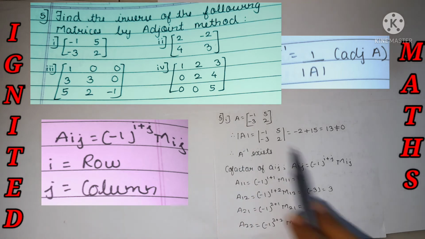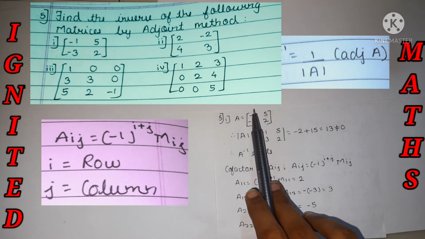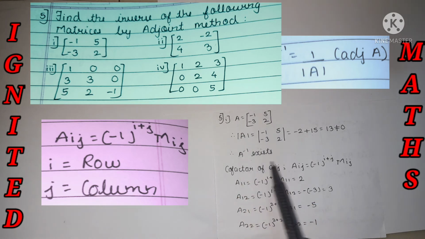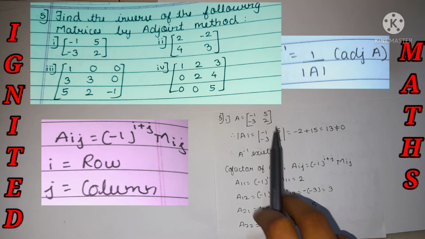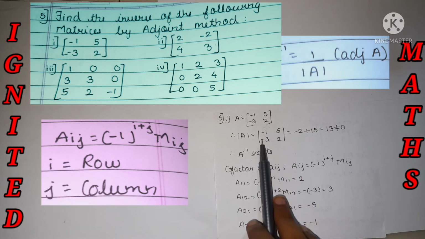So I took the first sub question over here. The A matrix is given. We need to find the inverse by the adjoint method. First we need to find the determinant of A, and secondly we need to find the adjoint. Determinant is easy. Just multiply the diagonal elements and subtract, and we will get the answer.